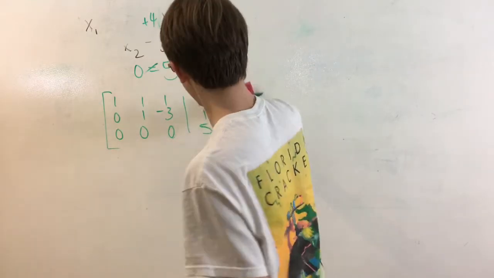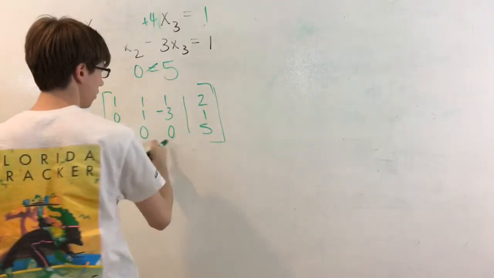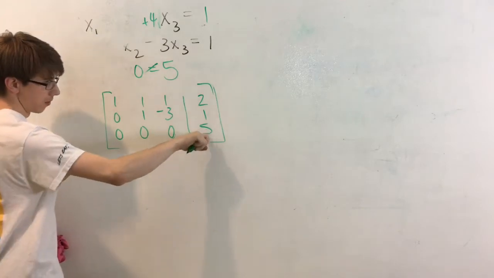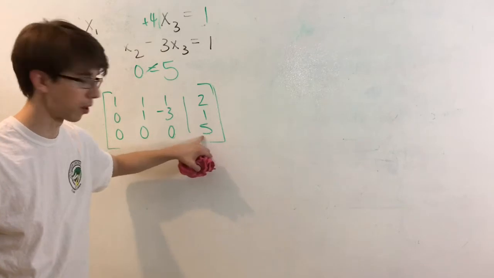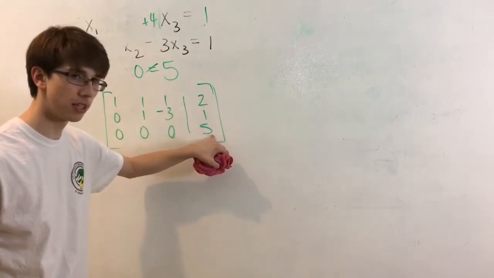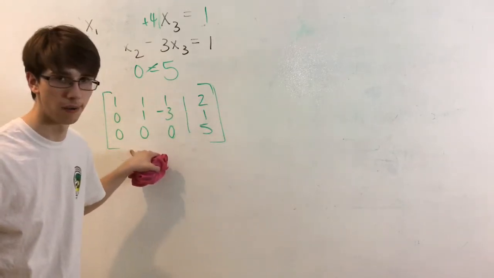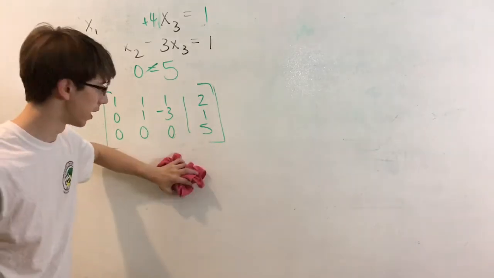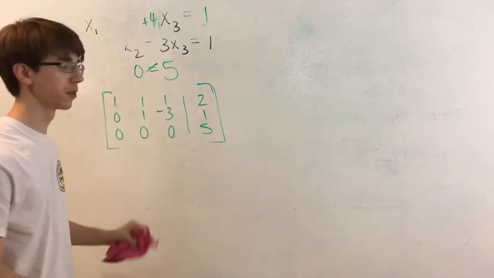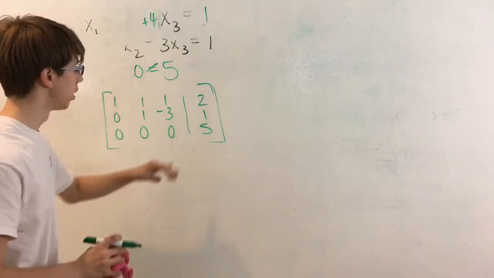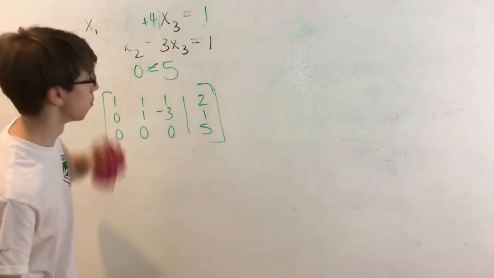If you end up with something like this, if you have 0, 0, 0, and then this last row ends up being a non-zero in this augmented part of the matrix, and you have zeros in the rest of the row, it's most likely, I'm going to say most likely because I've never seen an opposing matrix, but I'm going to say most likely just in case I'm wrong. Most likely going to be no solution.